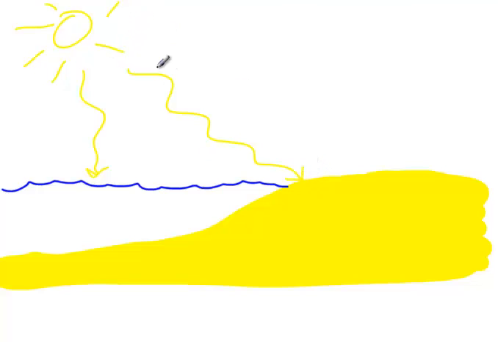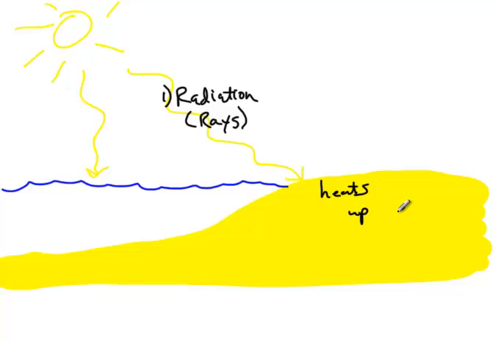Okay, the first thing we need to know is that there are three types of energy transfer. This first type of energy transfer is called radiation. And we're not talking about radioactive things that turn lizards into Godzilla. We're talking about rays, energy transfer in the form of rays. So energy transfer from the sun to the sand is through the process of radiation. As it comes down, it heats up both the sand and the water. Now the sand heats up faster than the water does. So by midday, the sand is hot and the water is cool. So you have cool water and you have hot sand.